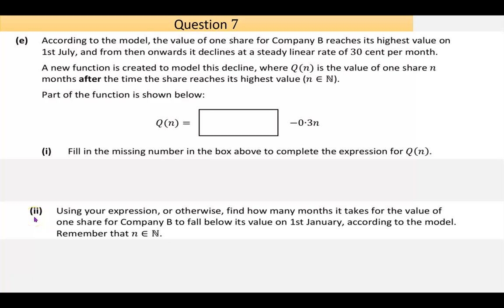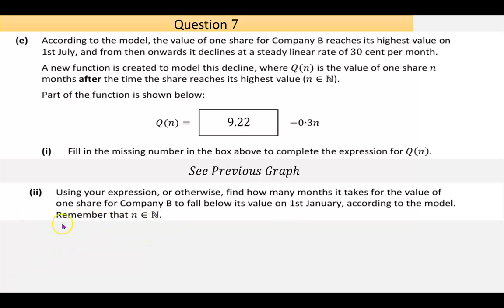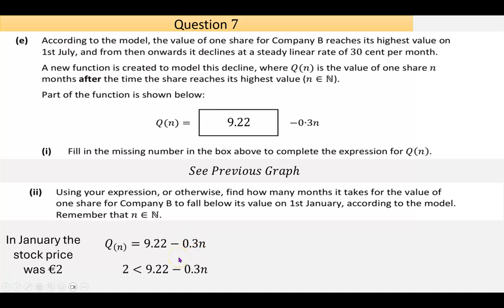Now, part 2 says, using your expression or otherwise, find how many months it takes for the value of one share for company B to fall below its value on the 1st of January, according to the model. Remembering again that n is an element of N. Now, the first thing we can do is identify what the price was in January. So to recognize that should get you the attempt. And then this is our function as we identified in part one. So this is an inequality. When is this less than 2?